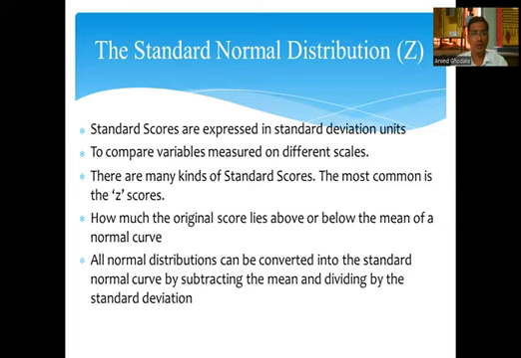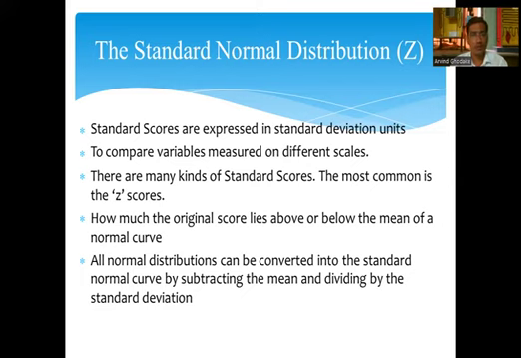Next one is the standard normal distribution curve, denoted by Z. The standard scores are expressed in standard deviation units to compare variables measured on different scales. There are many kinds of standard scores. The most common is the Z score, which tells how much the original score lies above or below the mean of the normal curve.